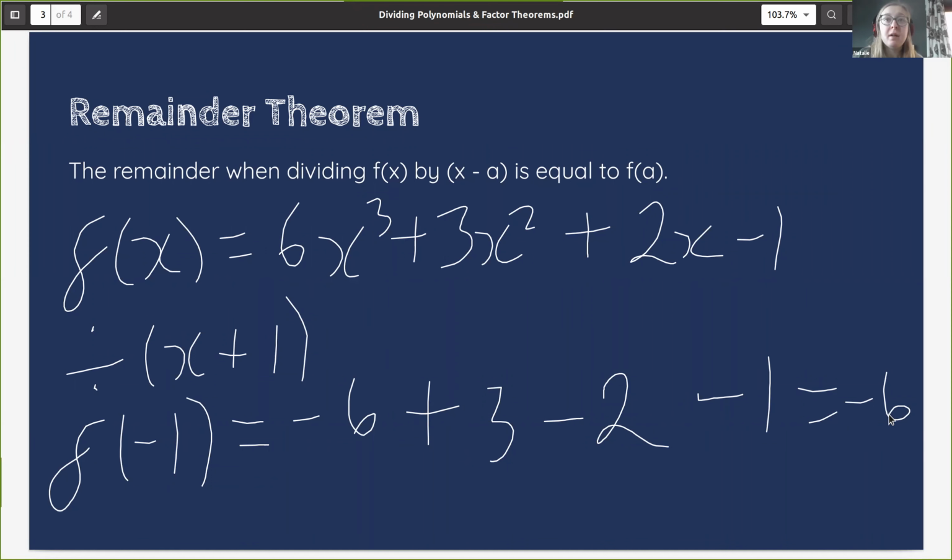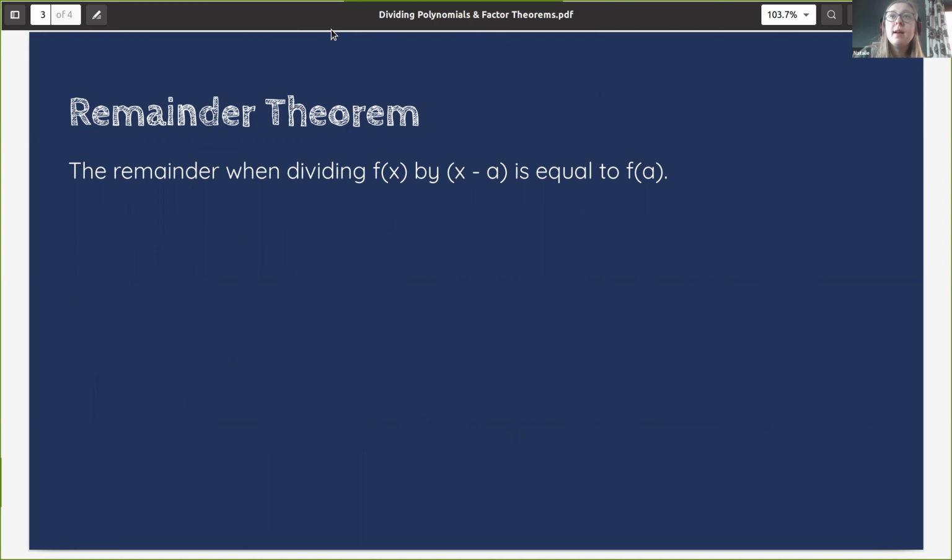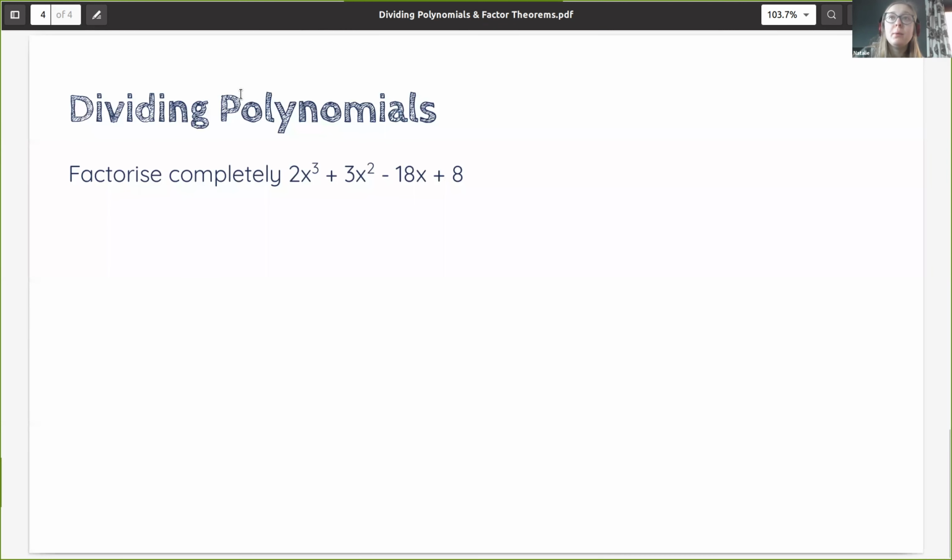And that would be my remainder when I divided f of x by x plus 1, which is much nicer than having to do the division. And again, there are some practice questions of this form in the worksheet.